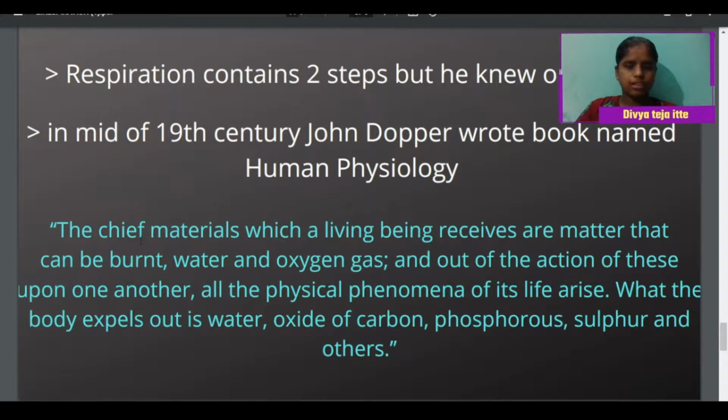In it he wrote: the chief materials which a living being receives are matter that can be burnt, water and oxygen gas. And out of the action of these upon one another, all the physical phenomena of its life arise. What the body expels is water, oxide of carbon, phosphorus, sulfur and others. So we take in water and oxygen, and we expel water and oxide of carbon, meaning carbon dioxide, phosphorus, sulfur and others, he said.